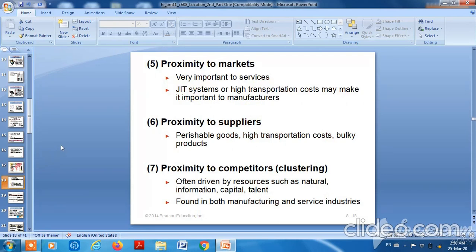5. Proximity to markets, very important to services. Just-in-time systems or high transportation costs may make it important to manufacturers. Number 6, proximity to suppliers: perishable goods, high transportation costs, bulky products.